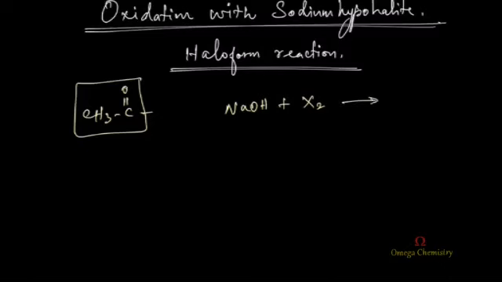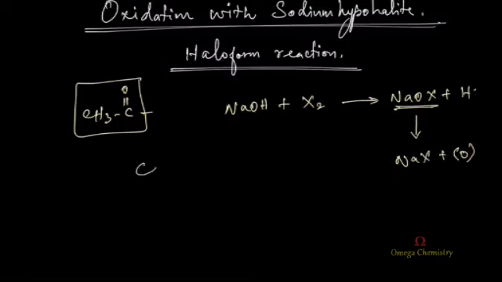So when I take this, what happens? Sodium hypohalite will be the product along with HX. This is a mild oxidizing agent which will decompose to give sodium halide plus nascent oxygen, and this nascent oxygen can be used to oxidize, right? Now when we take a ketone that contains a methyl keto group, that can be oxidized and the final product will be a haloform, right? So CHX3 will be the product.